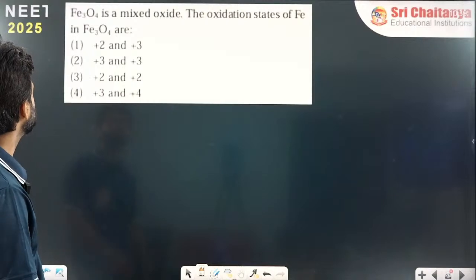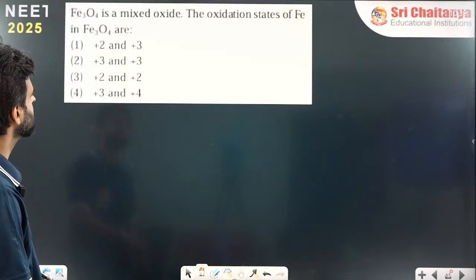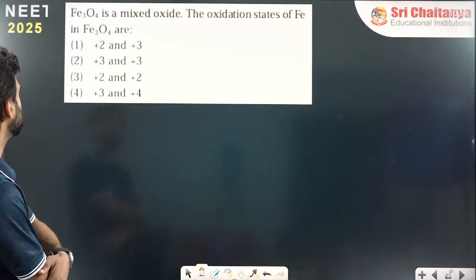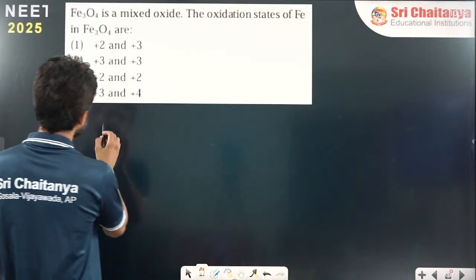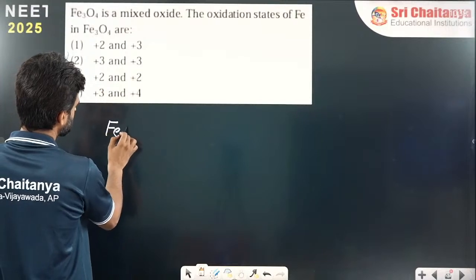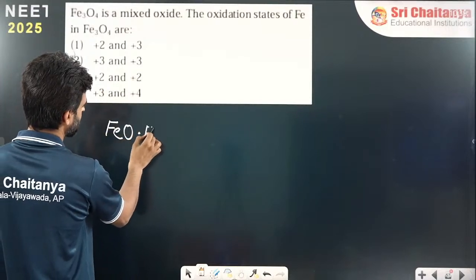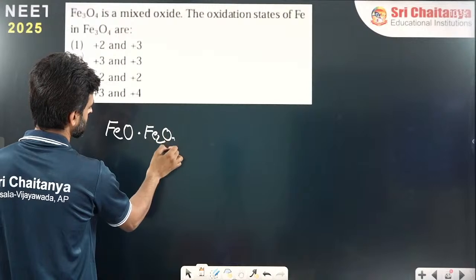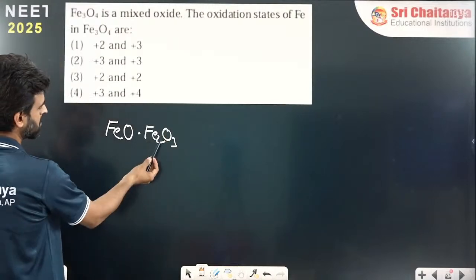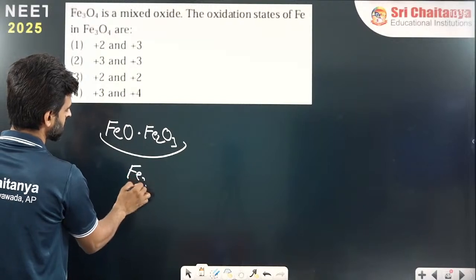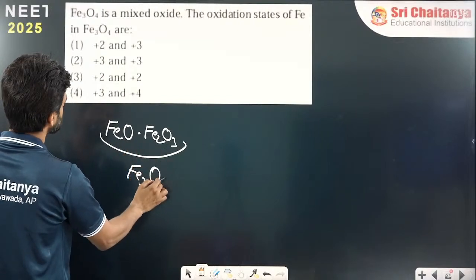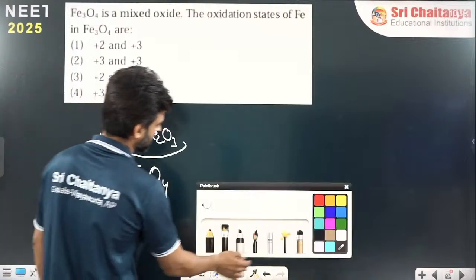Right? Fe3O4 is a mixed oxide. The oxidation state of Fe. So it is a mixed oxide made up of 2 oxides actually. Fe3O4 is actually a mixture of FeO and Fe2O3. If you combine both of these, Fe total 3, O total 4, Fe3O4. That is the actual thing here.